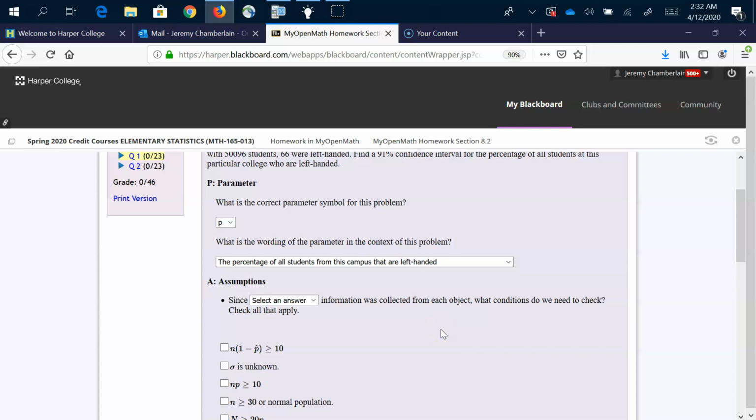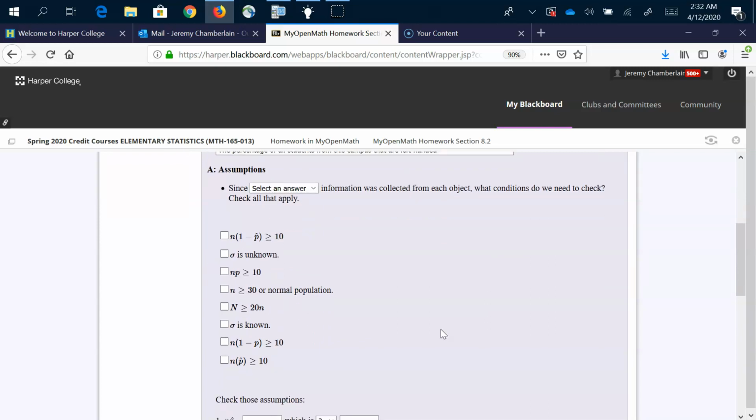Assumptions. All right, so for assumptions, we have to verify that n p hat is bigger than or equal to 10, and n times 1 minus p hat is bigger than or equal to 10, and 20 times the sample size is less than or equal to the population size. All right, so we've got those three conditions. Now, it isn't enough just to state the conditions. We do need to verify.